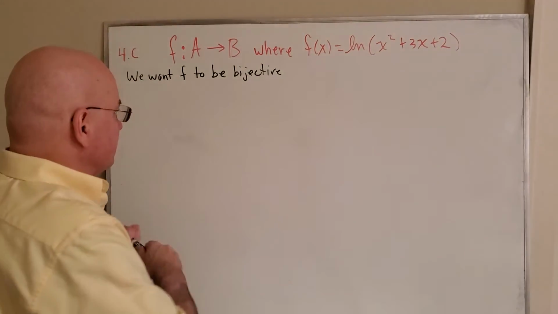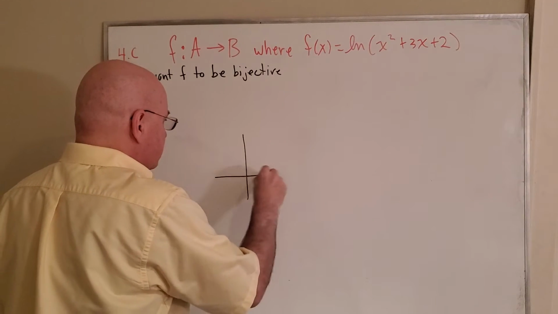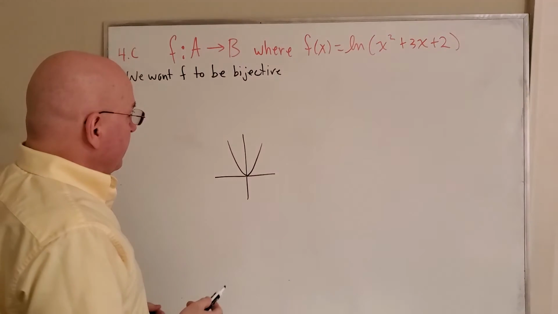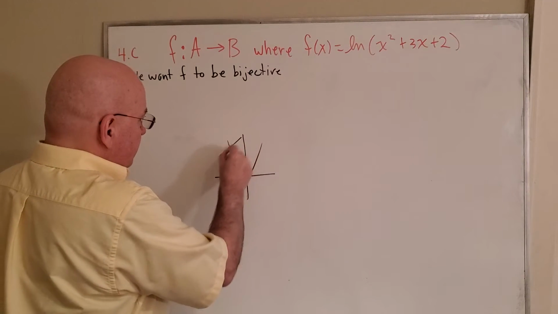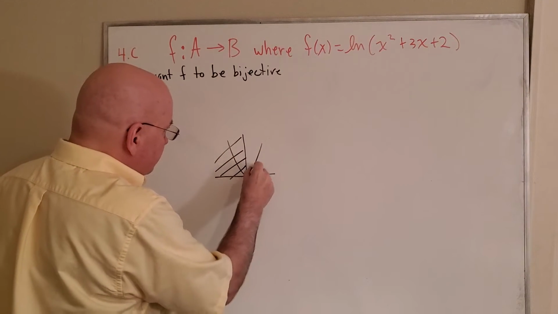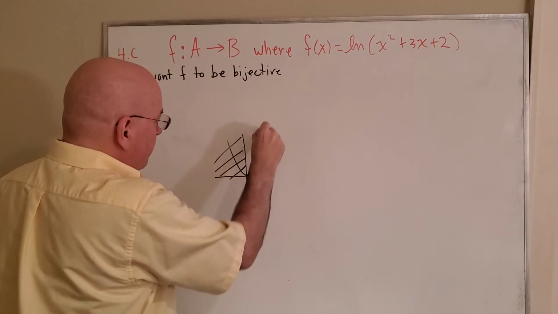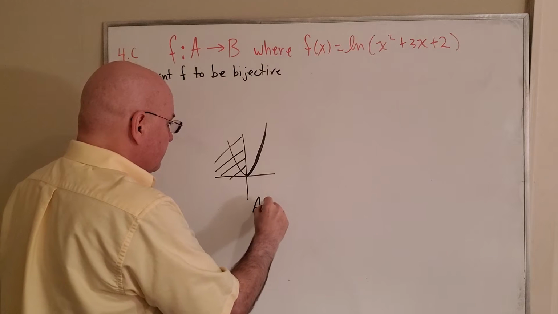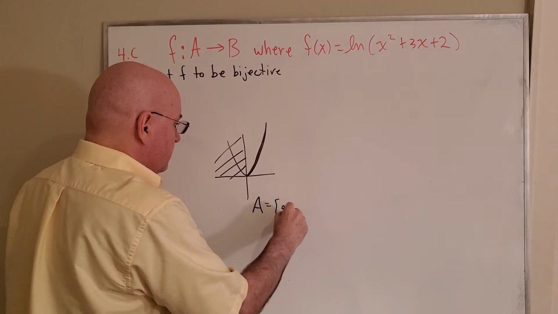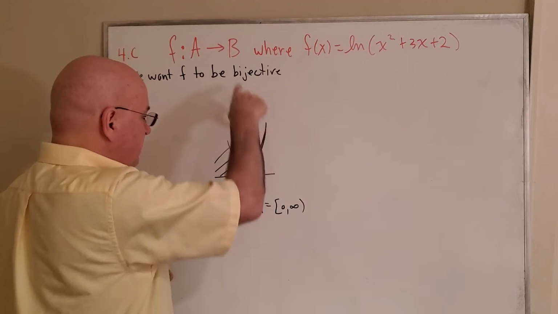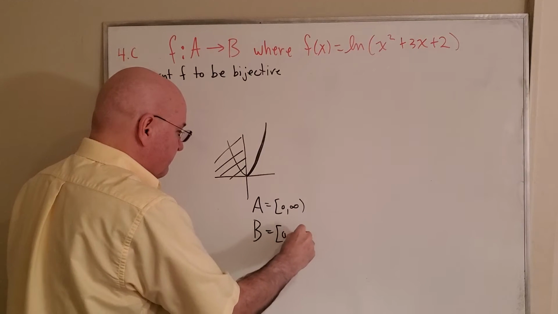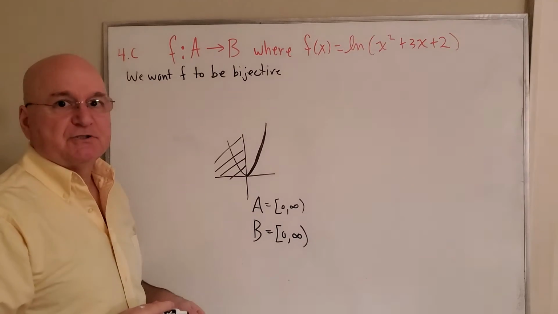So just as an example, if you have f of x equals x squared, that's not bijective. But if we took only this part of it, that's bijective if we would take A, the domain, to be 0 to infinity, and B, 0 to infinity. Now we've got a bijective function.